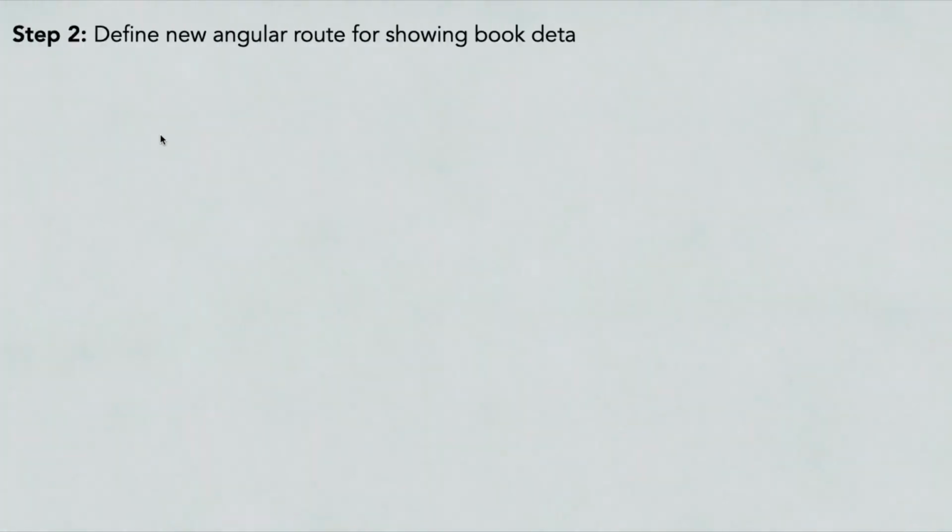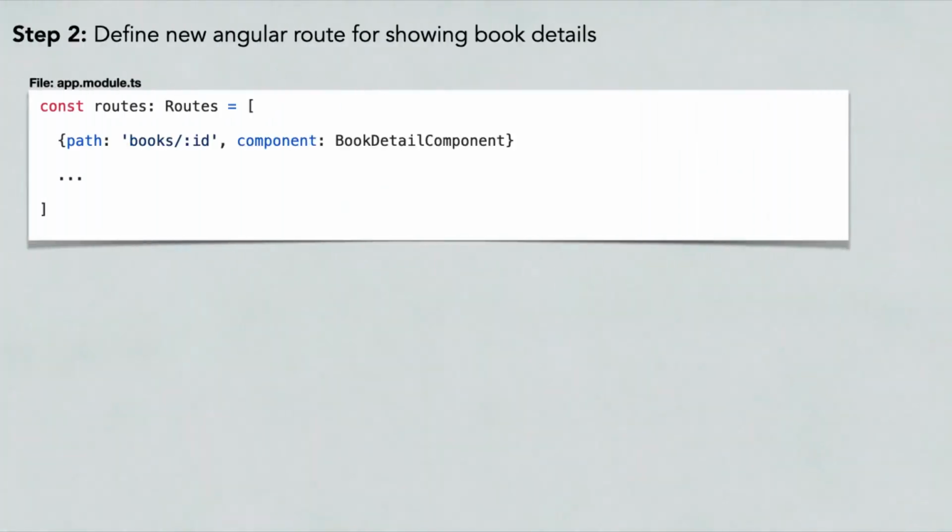So the second step is to define a new Angular route for showing the book details. Within the app.module.ts file, we're going to define a new Angular route, books/:id. Here the :id is a parameter to this route, and we're going to pass the book ID as a parameter, and we're going to map it to the book details component.